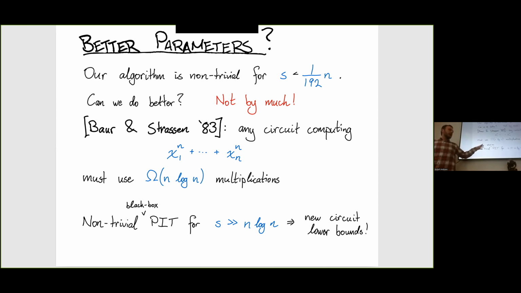And the claim is, if you can do PIT where S is asymptotically much larger than n log n, then you would improve on this lower bound. And this has been open for 40 years. I like to think of myself as optimistic, but not optimistic enough to improve on this. So the point is, you get something non-trivial here, but you can't improve on it by much without running into this big challenge. So there's a little room for improvement, not too much.